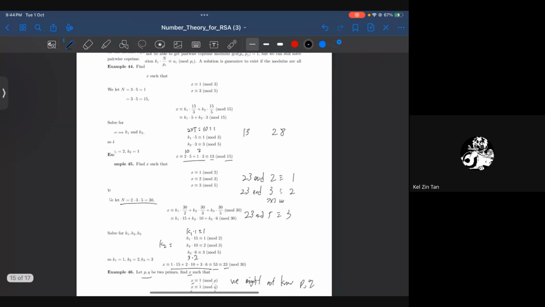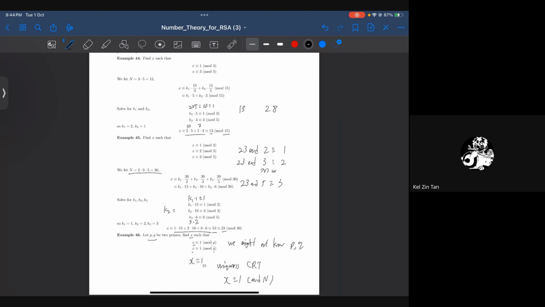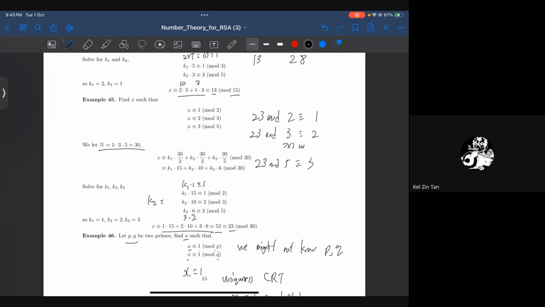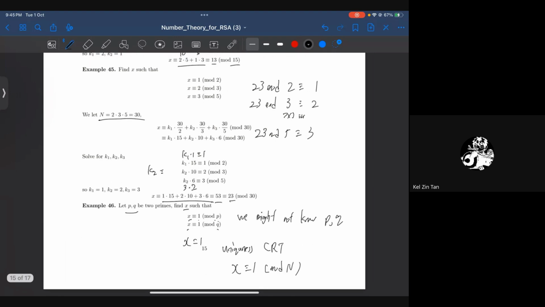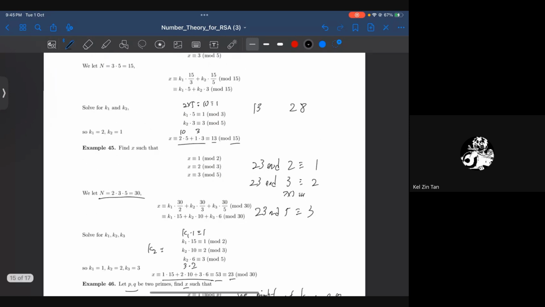Okay, any questions on examples? Practice makes perfect. Okay, then the Chinese remainder theorem is done.